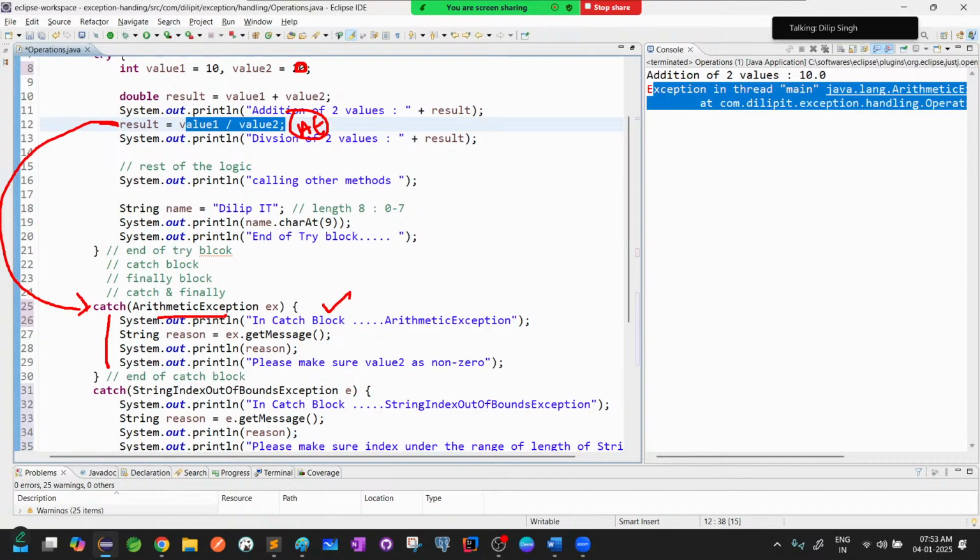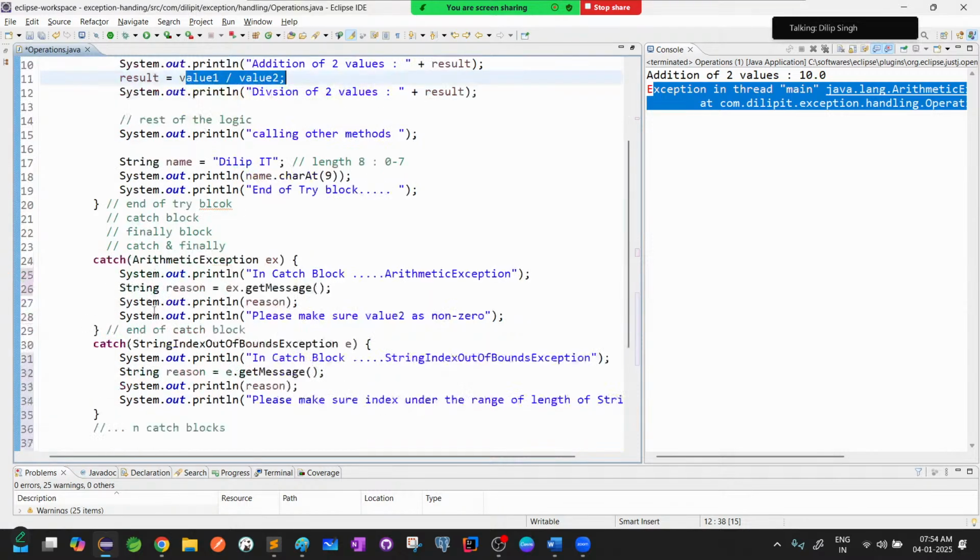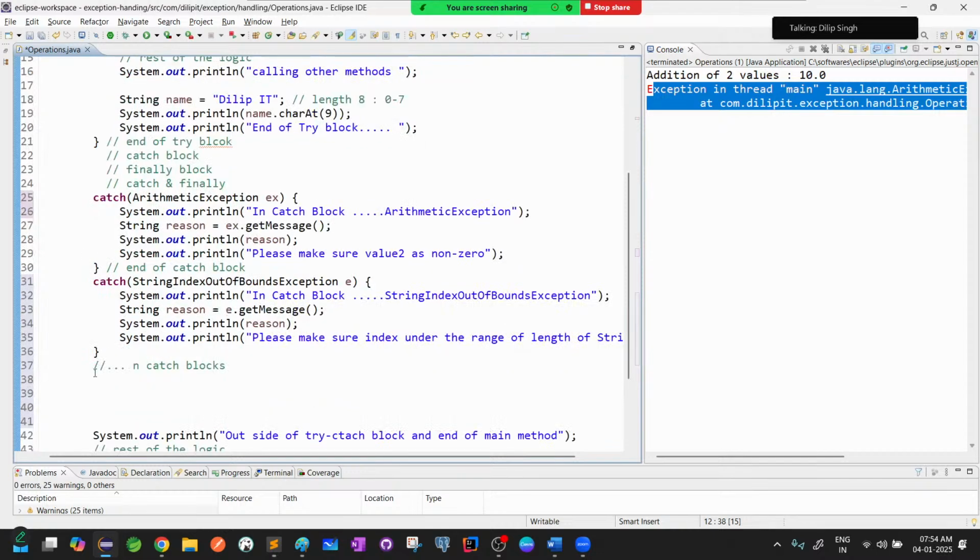You got an exception here at line number 12, and the JVM jumps immediately to the catch block section. It's not executing the rest of the logic from the try block. It moves to the catch block section and finds the arithmetic exception. That is what executed. Once that catch block is executed, it will leave all the try catch blocks, go to the end of them, come here and execute the rest of the logic.